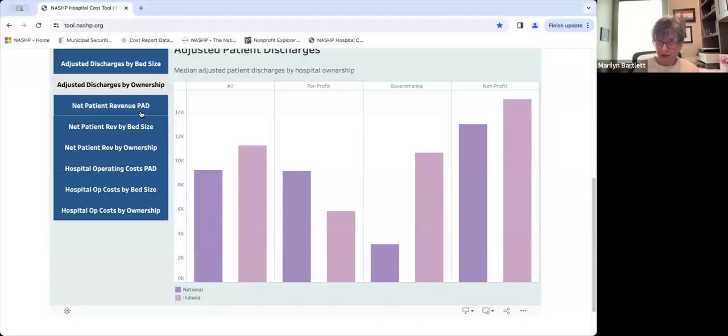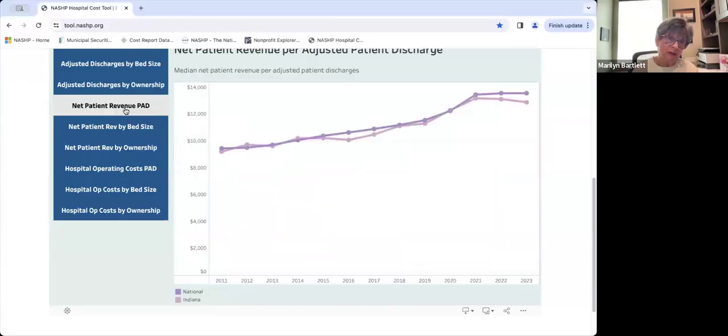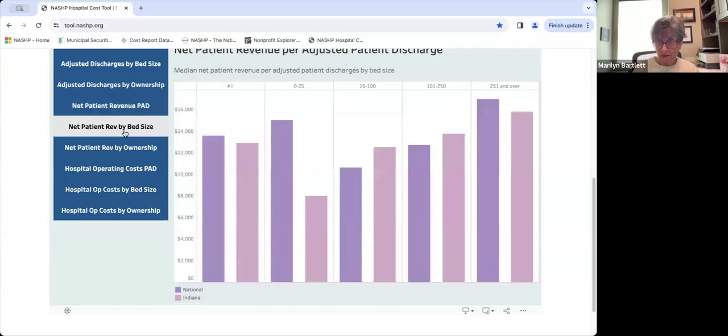We then, now that we've established discharges for the state, we're looking at net patient revenue. Now this is compared to national, and we saw revenue go up just like national did, and now we're seeing national a little bit higher. Now this is one component, this is revenue, but we've got to compare it to costs so that we can come up with the profit margin too. So we'll drill down again by bed size. You can take a look at, this is the net patient revenue per adjusted discharge. Again, you can hover. And by ownership.